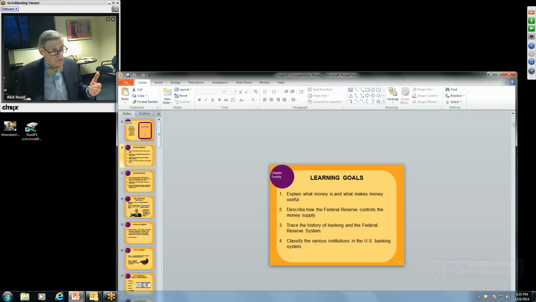That's what's available to us, what we can get. You know, we don't go out and have the ability to get billions and billions of dollars. There's only so much that's available, and there's different categories of that money. Trace the history of banking and the Federal Reserve within the United States, not outside the United States. Look at the various institutions in the U.S. banking system, where they belong: banks, savings and loans, credit unions, etc.